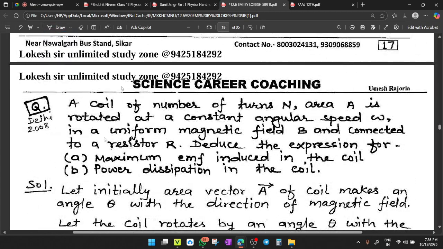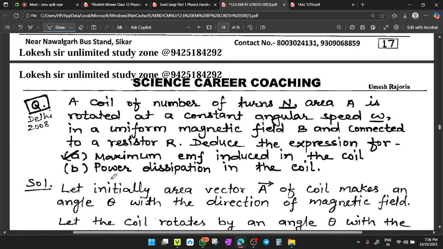Yes, the next numerical: a coil of number of turns N, area A, is rotated at a constant angular speed omega in a uniform magnetic field B and connected to a resistance R. Deduce the expression for the maximum EMF induced in the coil. A coil is there having N turns and area A, moving with a constant angular velocity omega. You have to find the maximum EMF induced in the coil.